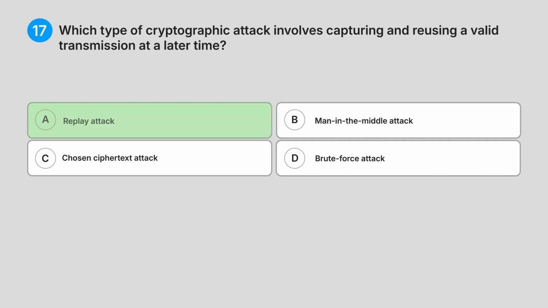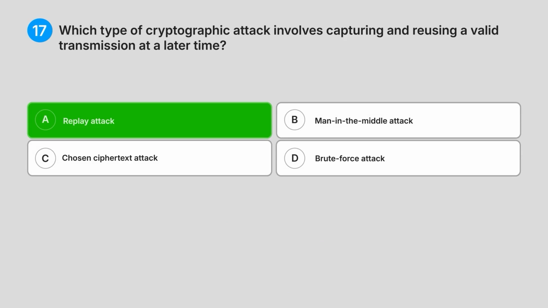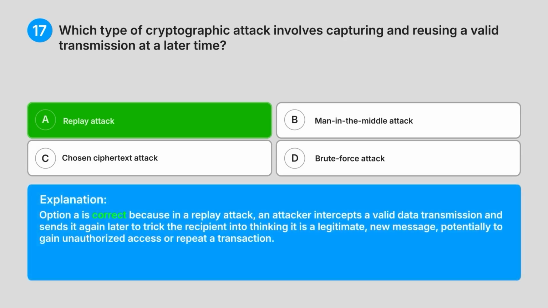Correct answer: A. Replay attack. Explanation: Option A is correct because in a replay attack, an attacker intercepts a valid data transmission and sends it again later to trick the recipient into thinking it is a legitimate new message, potentially to gain unauthorized access or repeat a transaction.